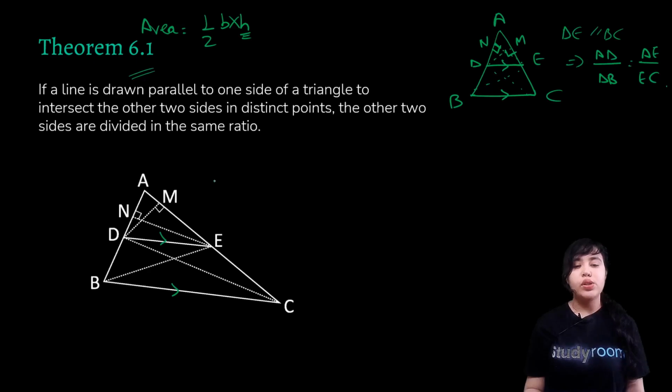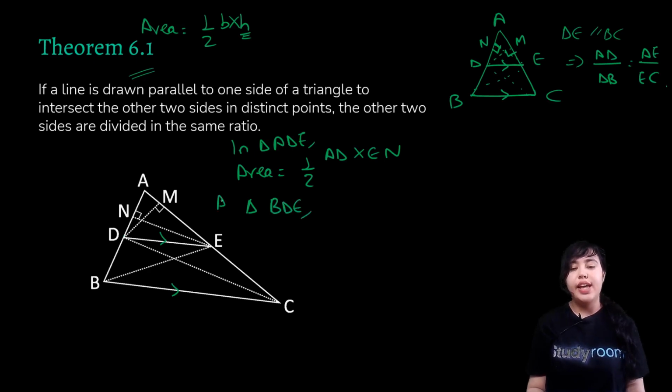Now our focus would be on triangle ADE. In triangle ADE, just calculate its area using half base into height. So it will turn out to be half AD, where AD is the base and the perpendicular over here is EN. Then you find out triangle BDE, find out its area. Here it will be half, the base is DB and the height, the perpendicular, remains the same, EN.